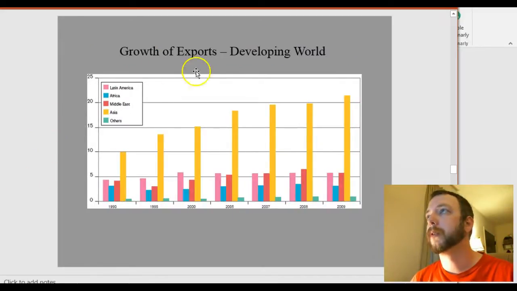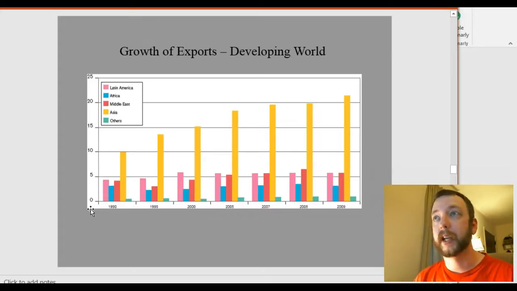So these would be the growth of exports in the developing world. We're talking about Latin America. There is a bit of growth here, but it remains relatively stagnant over that time period. Same in Africa, relatively stagnant. We'll talk about why Africa struggles, and Latin America and Africa will have their own weeks dedicated to them. In the Middle East, there's a bit of a dip between 1990 and 1995, but they've been slowly climbing up.